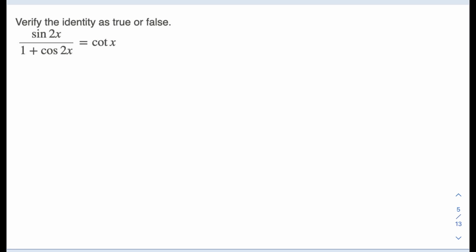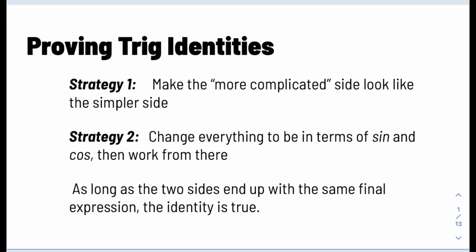Okay, verify the identity as true or false. And with this one, we're going to want to use our double angle formulas, our double angle identities, right? So one of the strategies was change everything to be in terms of sine and cosine. But I guess I should make it more specific and say that we are talking about sine of x and cosine of x, right? Simplifying it down to that.